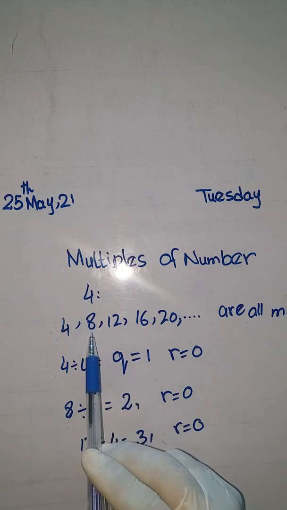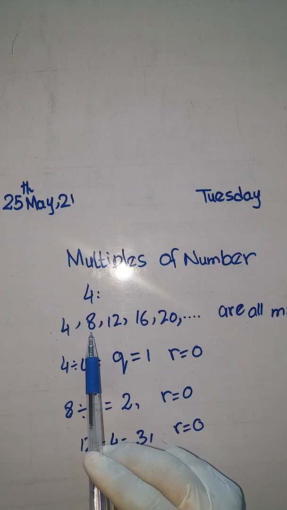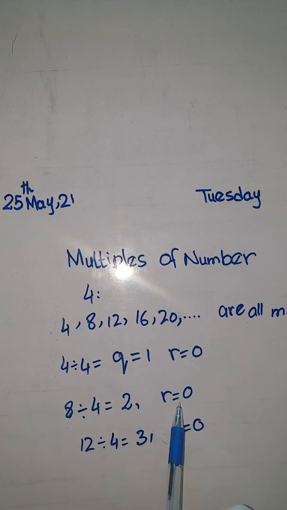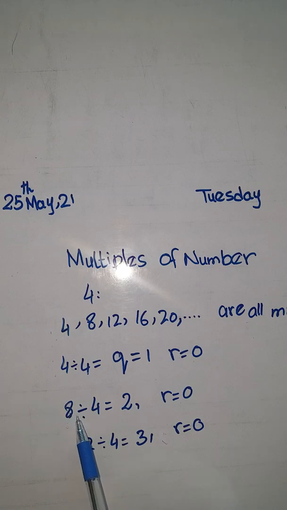Now 8, take the next number 8. Is 8 a multiple of 4? If we divide 8 by 4 we will get quotient 2 and remainder 0. So 4 2s are 8 and no remainder. That's why you can say 8 is a multiple of 4.